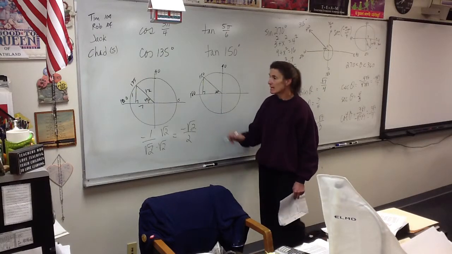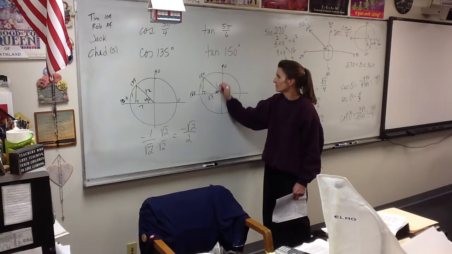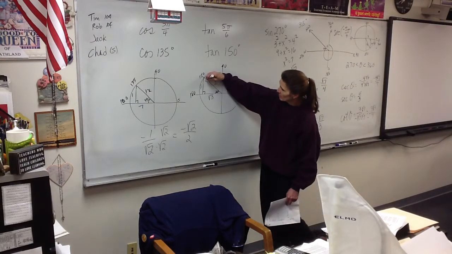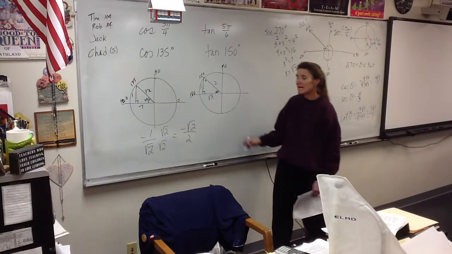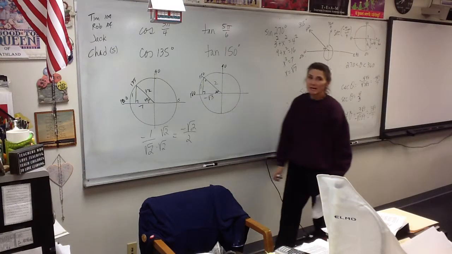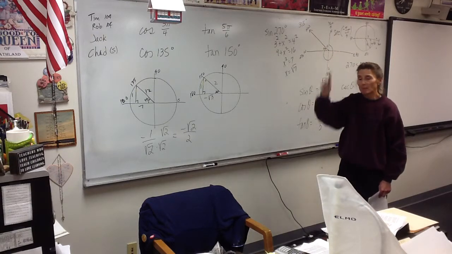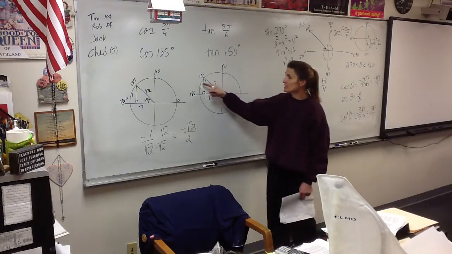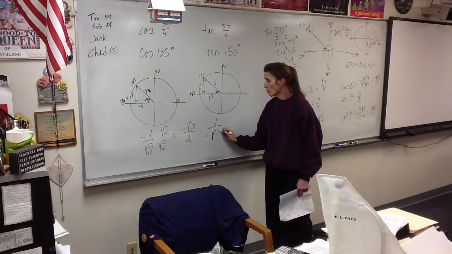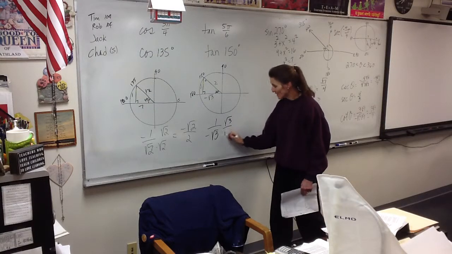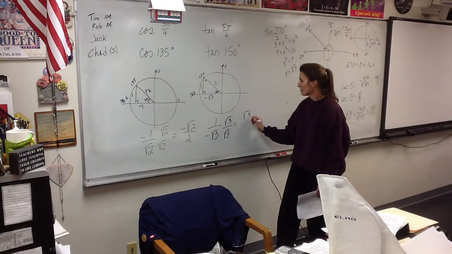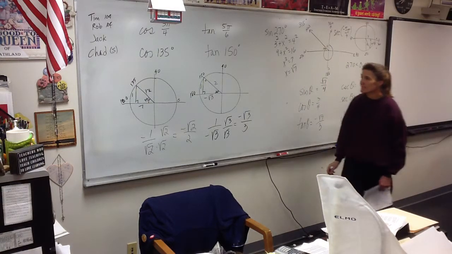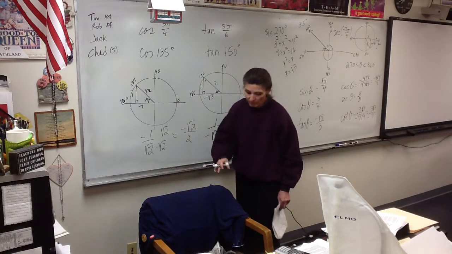Now I have a 30, 60, 90. I know across from the 30 is 1. My hypotenuse is 2, and across from the 60 is root 3. The 60 would be up here. Once again, because I am in quadrant 2, that will be negative. I am going left and up in quadrant 2, and left is negative. Now I want the tangent. Tangent is opposite over adjacent. That will be 1 over negative root 3, which again needs rationalizing. So I'll have root 3 over 3 negative. Negative root 3 over 3 is the tangent of 150 degrees.